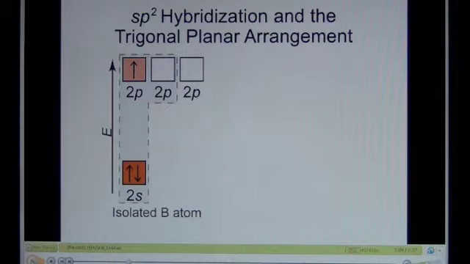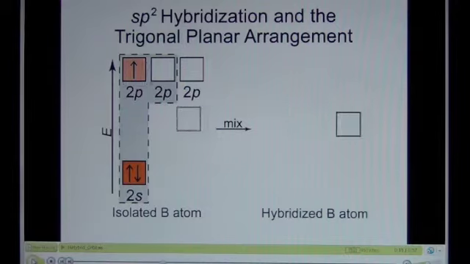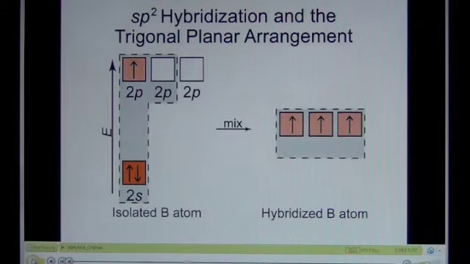Upon mixing these atomic orbitals together, you create blended orbitals or mixed orbitals, sometimes called hybrid orbitals. So let's go ahead and hybridize. Let's mix our orbitals. Upon mixing, notice that they all have the exact same energy now. We're going to call them hybridized orbitals.